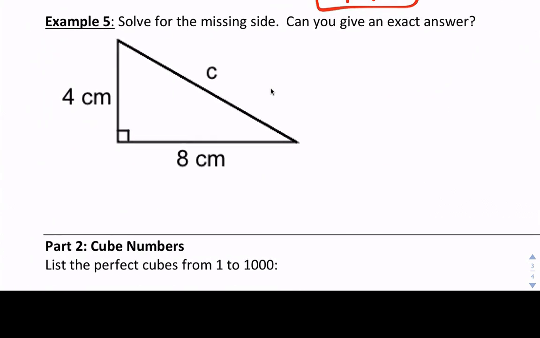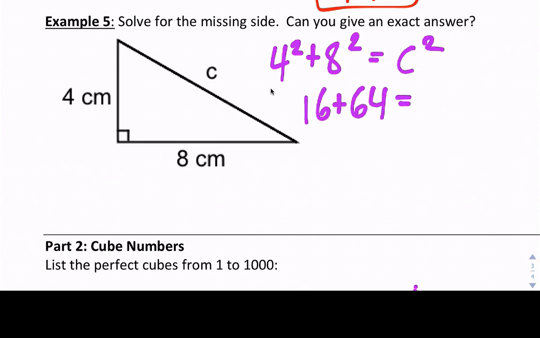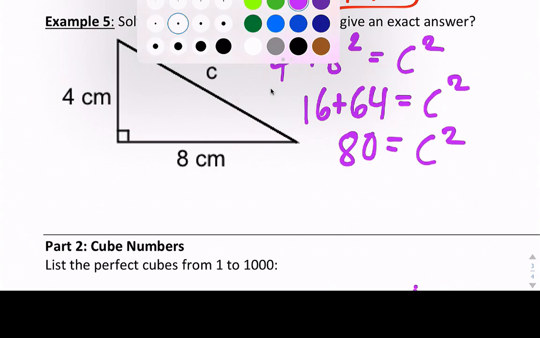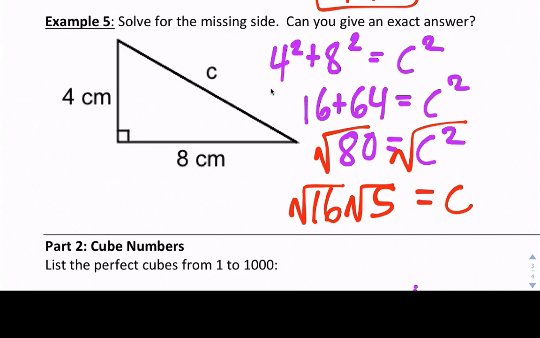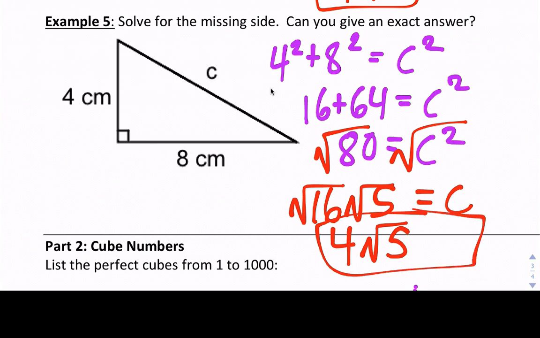So let's try another triangle problem. Can you get the missing side again? Pythagorean theorem. We got 4 squared plus 8 squared equals c squared. That is 16 plus 64 equals c squared. If we simplify that, that's 80 equals c squared. To get rid of the squared, use square root. And what is the biggest square number you can divide 80 by? Well, that's 16. 16 times 5. And then to simplify, the square root of 16 is 4. So 4 square root of 5 is the same as the square root of 80.